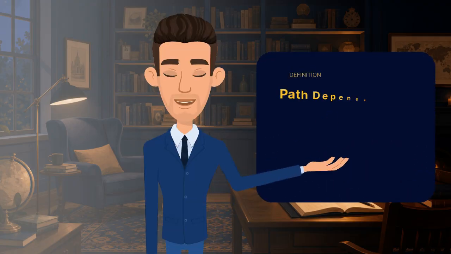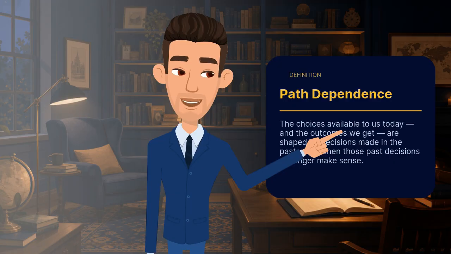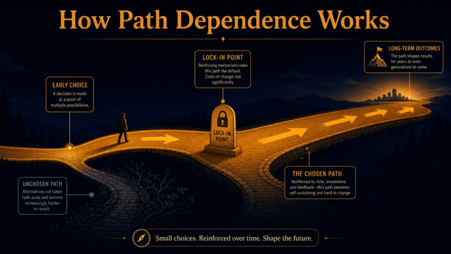Path dependence is the idea that the choices available to us today and the outcomes we get are shaped by decisions made in the past, even when those past decisions no longer make sense. Think of it like a fork in the road. Early on, you choose a direction. At first, the other path is still accessible. But the further you travel, the harder it becomes to turn back. Eventually, your original choice defines your entire journey, even if a better road existed.